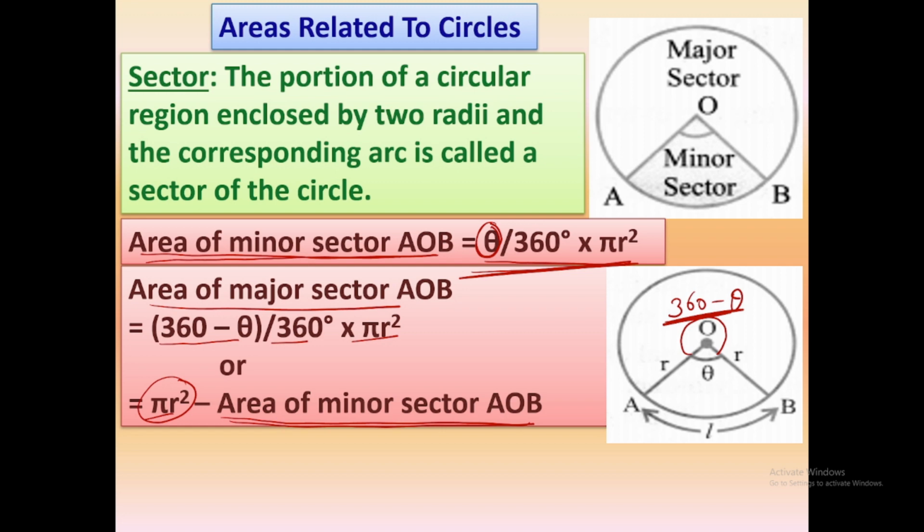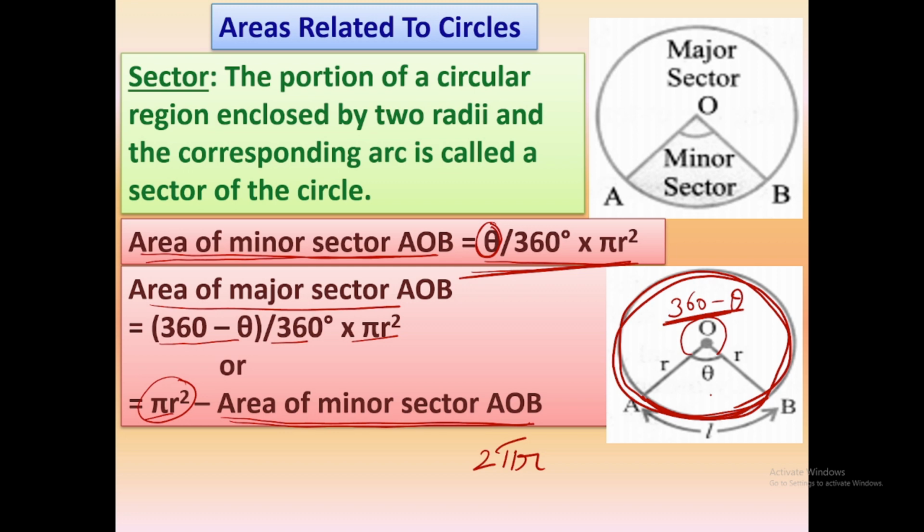So now let's move to the length of the arc. So AB is the length of the arc. To find the length of the arc, you should know the circumference of a circle. The circumference of a circle is 2 pi r. This you all know. That is this whole. This whole is the circumference of a circle.